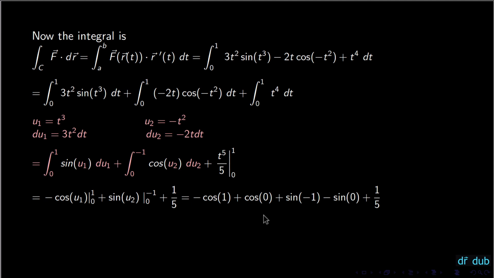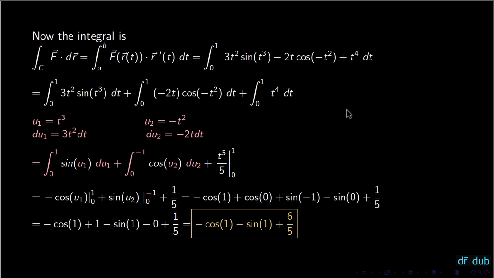Cosine of 0 is 1, and sine of 0 is 0. So plugging those in, we get negative cosine of 1 plus 1, minus sine of 1, minus 0, plus 1/5. And lastly, we combine 1 and 1/5 to get 6/5. So we get negative cosine of 1 minus sine of 1 plus 6/5, and that's our answer.